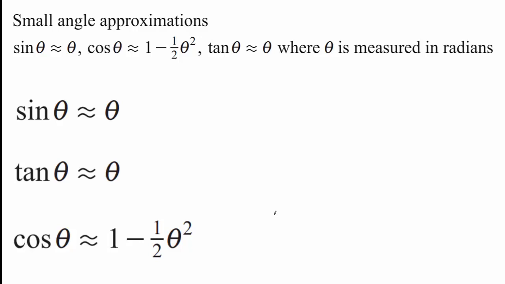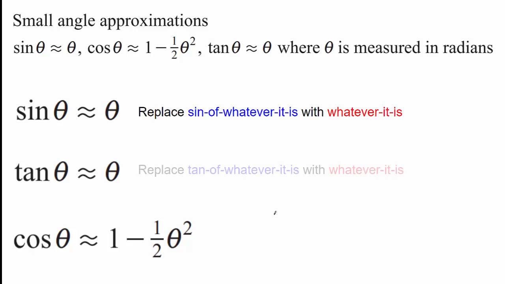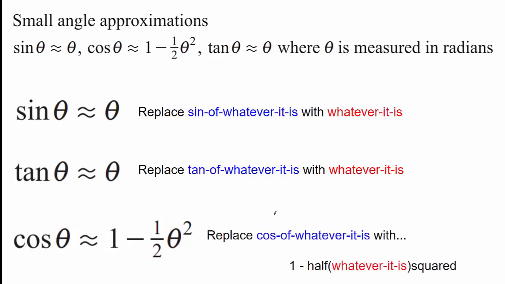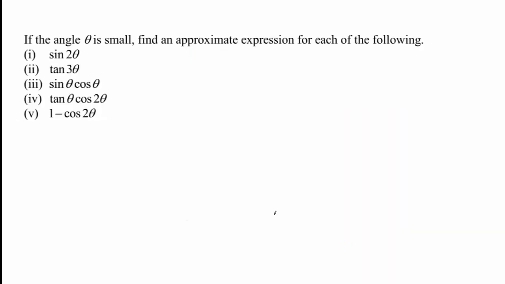left-hand side there. So the sine theta graph can be approximated by a graph of y equals theta. Same for tan theta, y equals theta. Cos theta can be approximated by the graph of 1 minus half of theta squared. Okay, for the sine one, you replace sine of whatever it is with whatever it is. For the tan one, you replace tan of whatever it is with whatever it is. For the cos one, you're going to replace cos of whatever it is with 1 minus half of whatever it is squared. Can you write those down, please? Can you have a go at these questions, please?